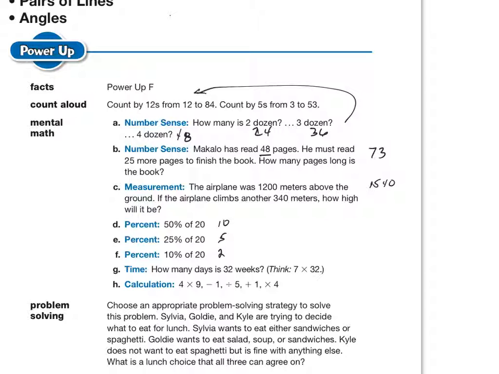Time, how many days are in 32 weeks? There are 7 days in a week, so 7 times 32, that makes sense. 7 times 30 is 210, and 7 times 2 is 14. Add those together and I got 224. Don't copy the example. It's 224.